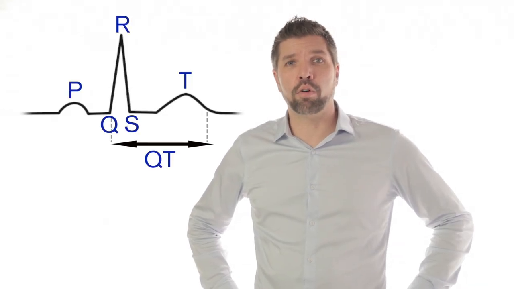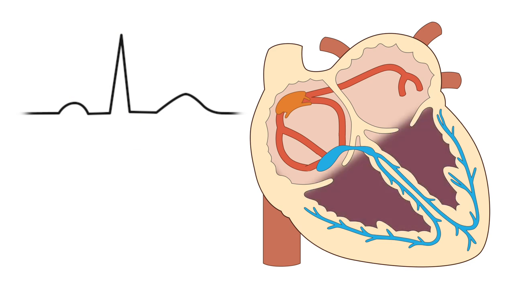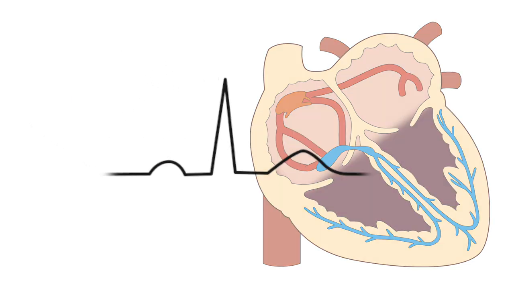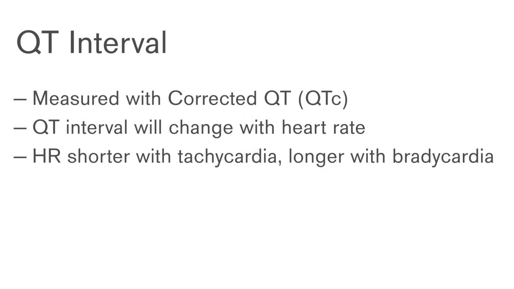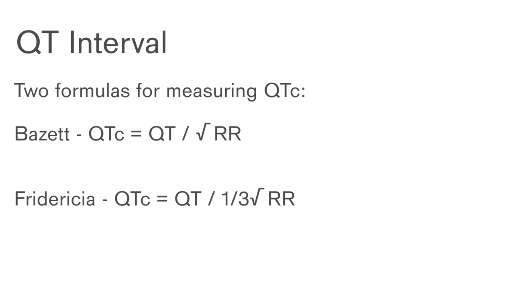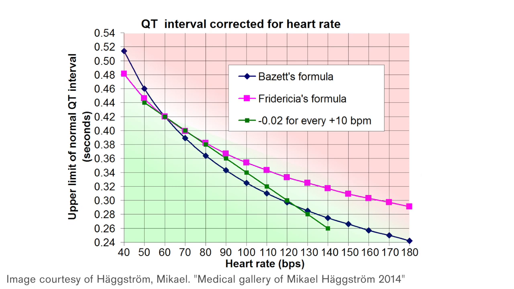The QT interval indicates the speed at which the ventricles are repolarized. When we analyze the QT interval, we use the QTc, or corrected QT. The QT interval will change with heart rate and will be shorter with tachycardia, while longer with bradycardia. There are two formulas for QTc calculation. The following diagram provides a visual indication of the correlation.